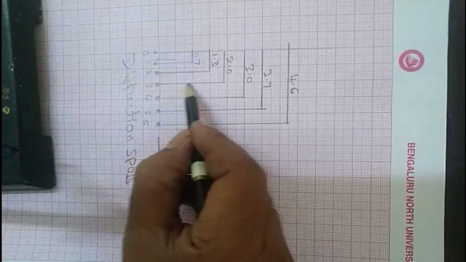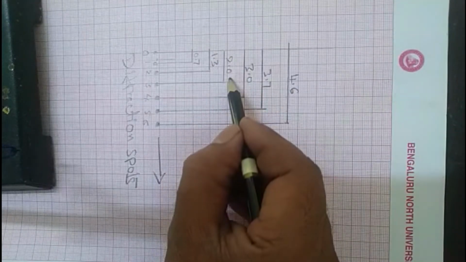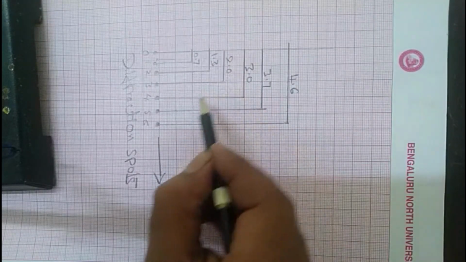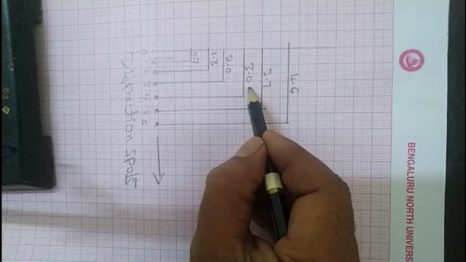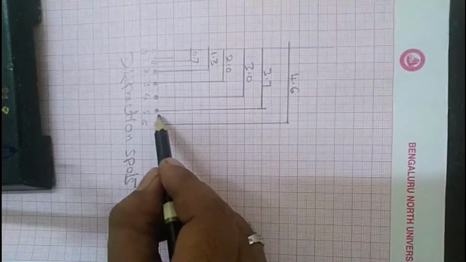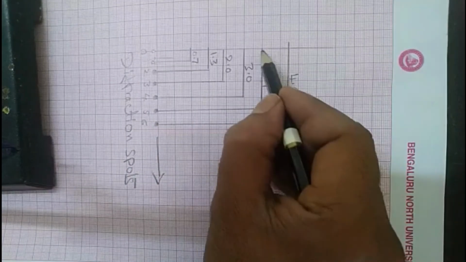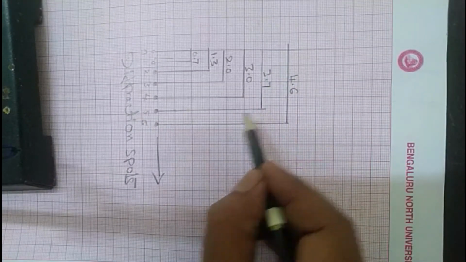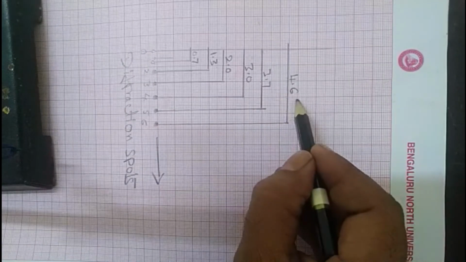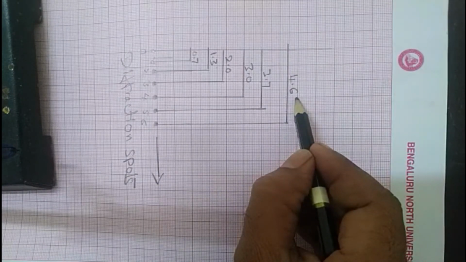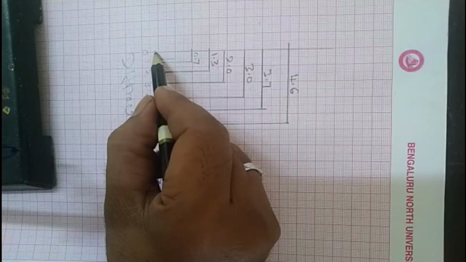Then for the third one, the distance is found to be 2.0 centimeter. Then the fourth one, the width is 3.0 centimeter. Then the fifth one is 3.7 centimeter. The last one, the sixth spot, is found to be at a distance of 4.6 centimeter from the central spot O.